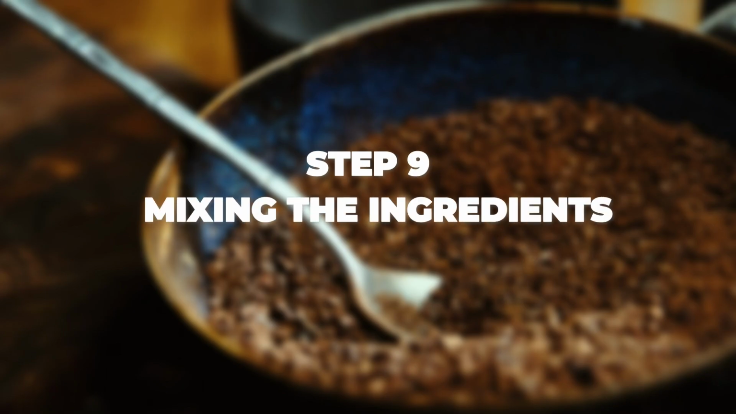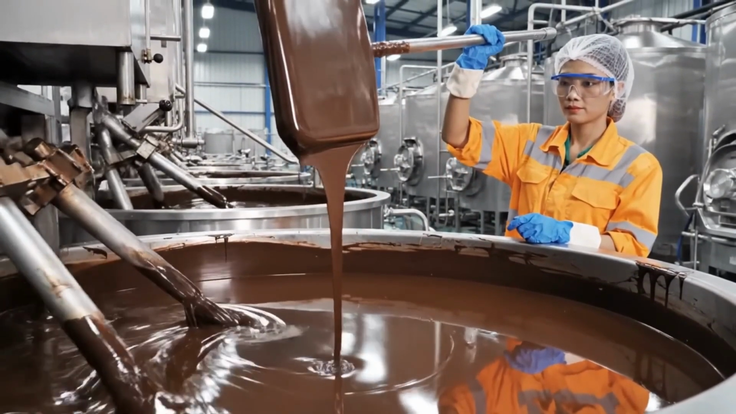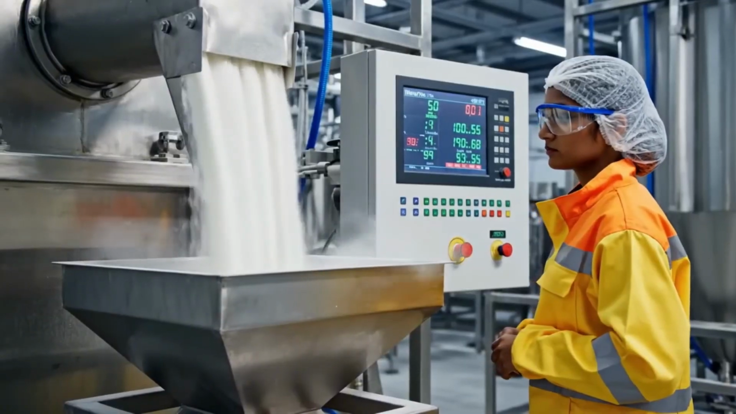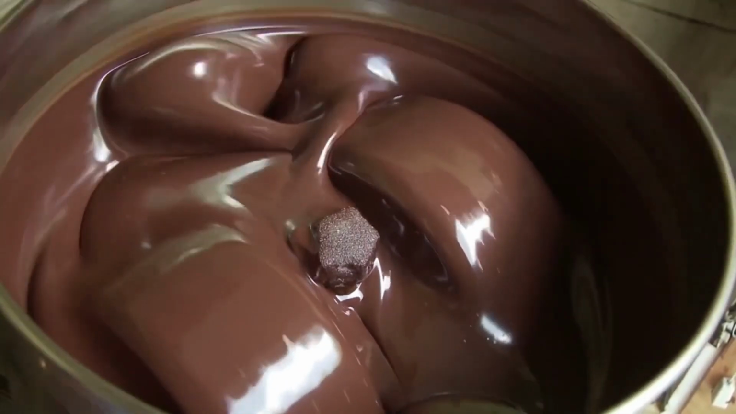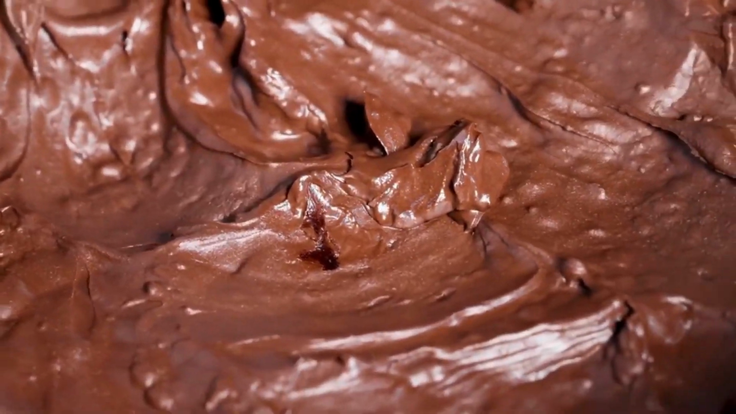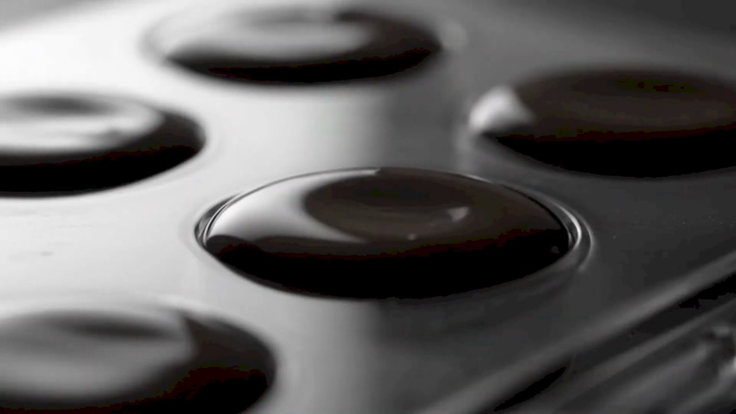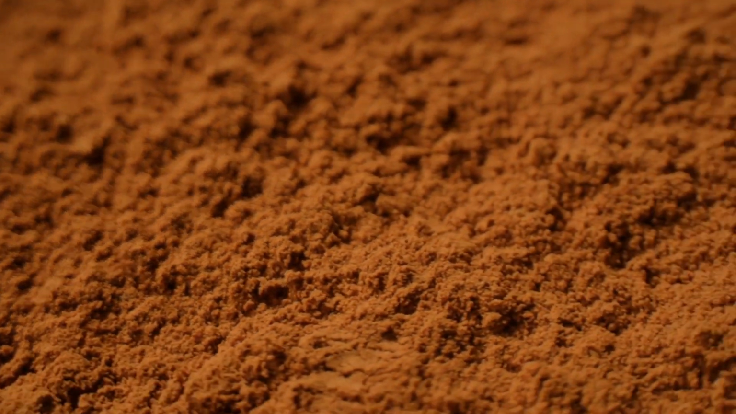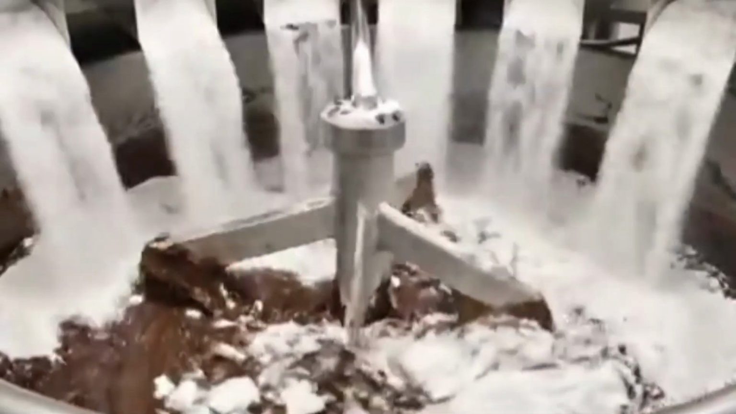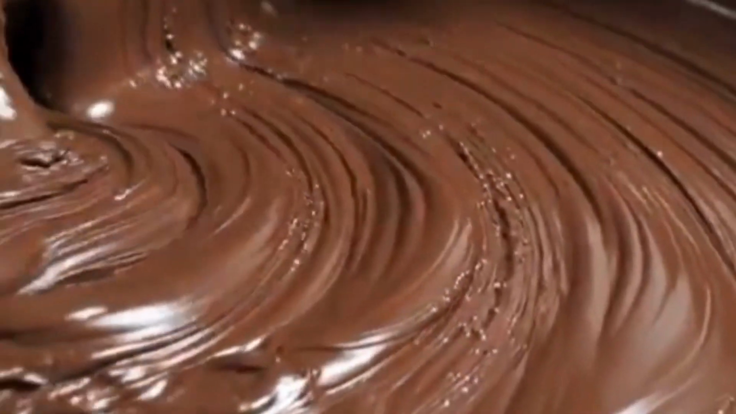Step 9. Mixing the ingredients. Now, the cocoa liquor is mixed with other ingredients such as sugar, milk powder, and additional cocoa butter. The exact ingredient ratio depends on the type of chocolate being produced. For example, dark chocolate contains more cocoa. Milk chocolate contains more milk powder and sugar. Large industrial mixers blend all ingredients together until the mixture becomes smooth and uniform.